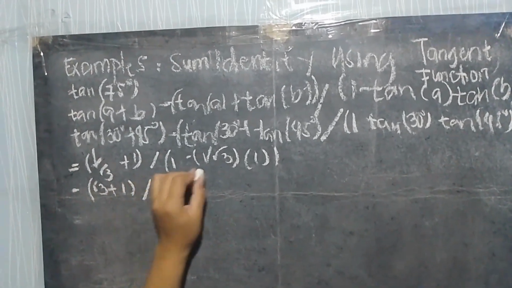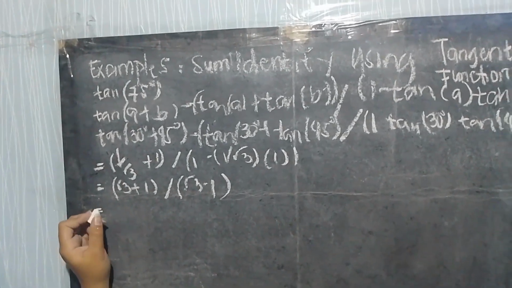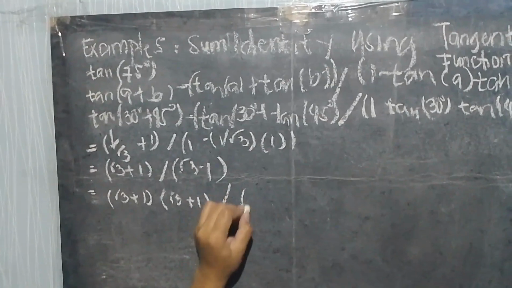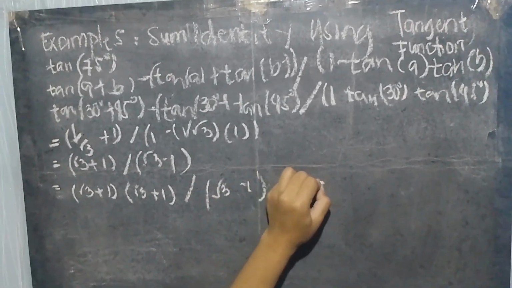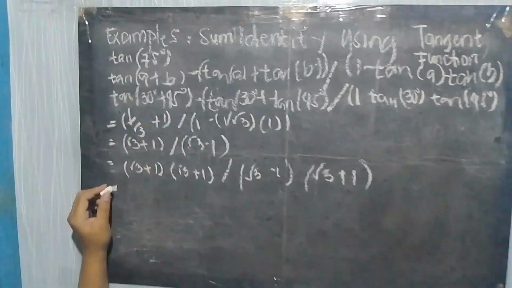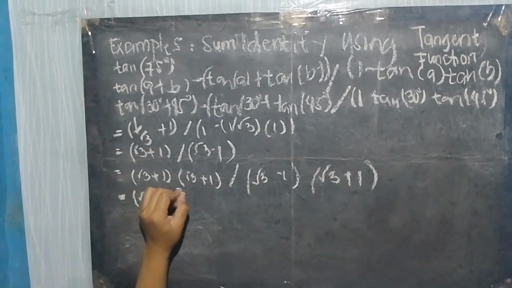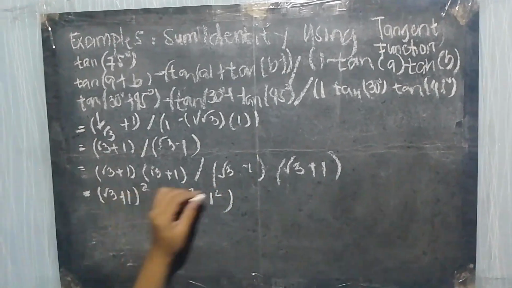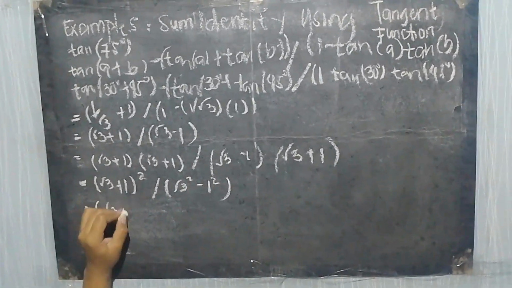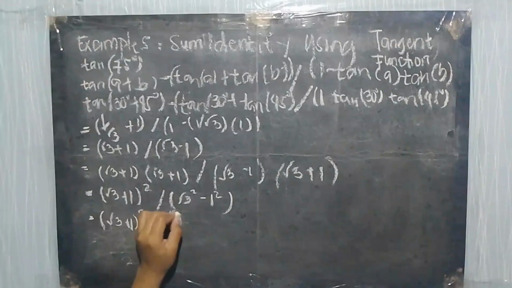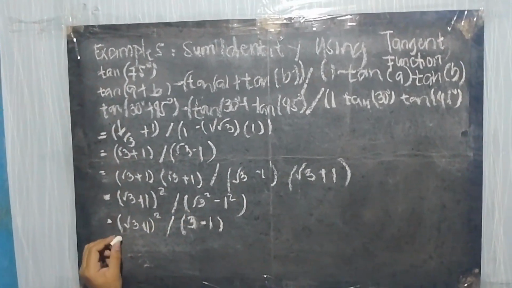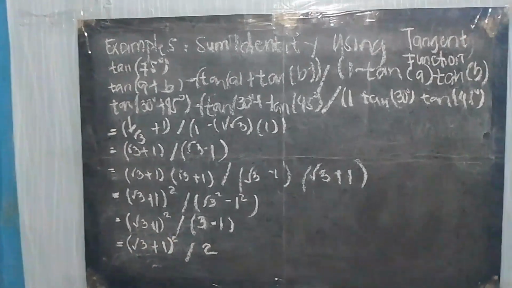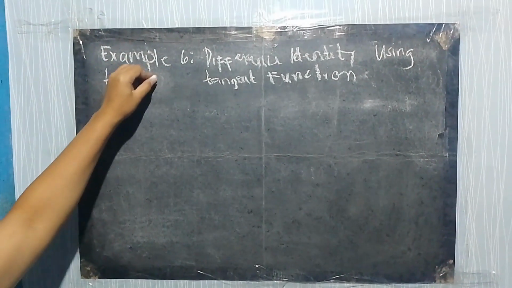So, square root of 3 plus 1 divided by square root of 3 minus 1, multiplied by the conjugate of the denominator. So, this is going to be square root of 3 plus 1 squared, divided by square root of 3 squared minus 1 squared, which is equal to square root of 3 plus 1 squared divided by 3 minus 1. So this is equal to square root of 3 plus 1 squared all divided by 2. Now, let's move on to our next example.